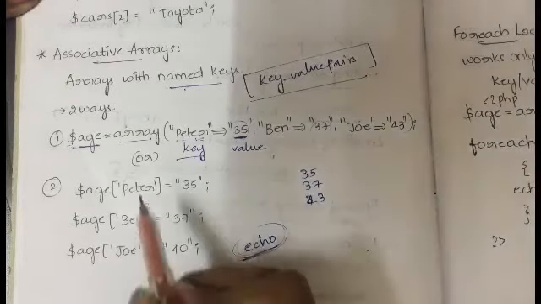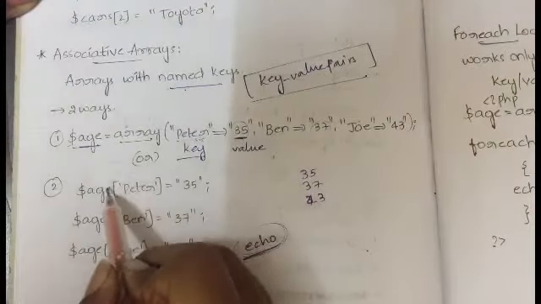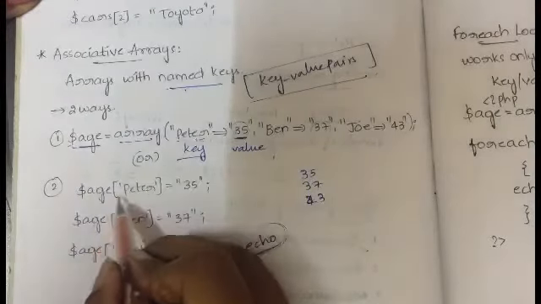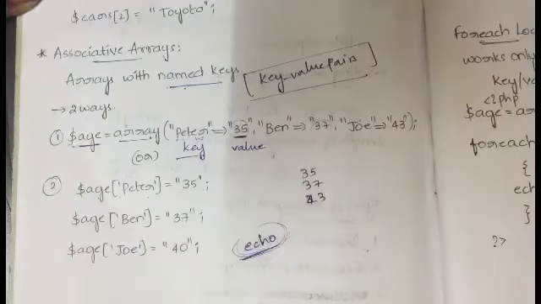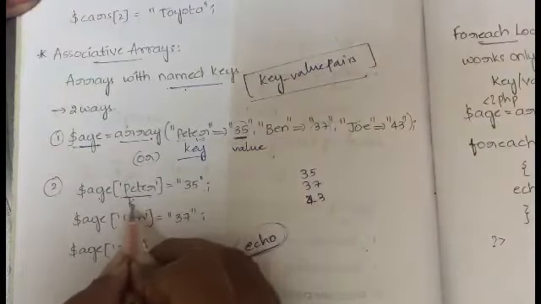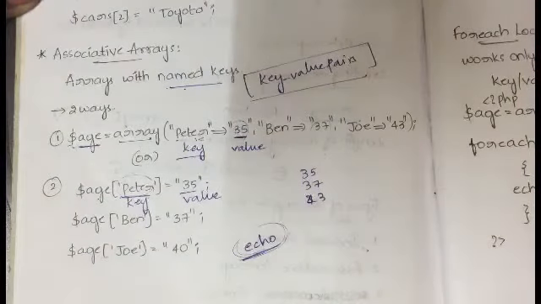And the other ways, sequentially, one by one, step by step you will be giving. Age of Peter is 35, age of Ben is 37, age of Joe is 40, in that way. The only thing you have to get clarity on is that this is the key and this is the value. So in associative arrays, instead of having a numerical key, you will be having a character key. Understood? That is the main difference between indexed arrays and associative arrays.